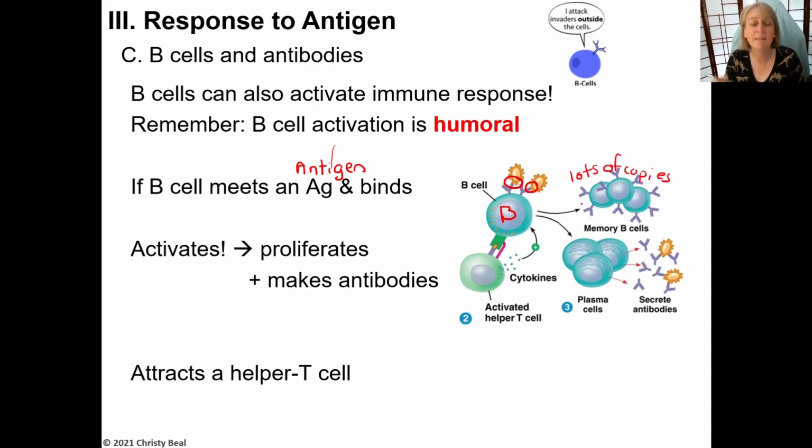Those copies make lots of Y-shaped antibodies. It also displays what it is doing because cells need to talk to other cells in a multicellular body. And when it displays, it can also bind to a helper T cell. And you're like, why? We're already doing this. Sure, helper T cells can call B cells. But who else do helper T cells call?